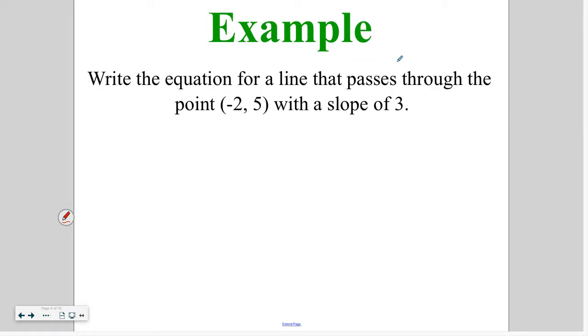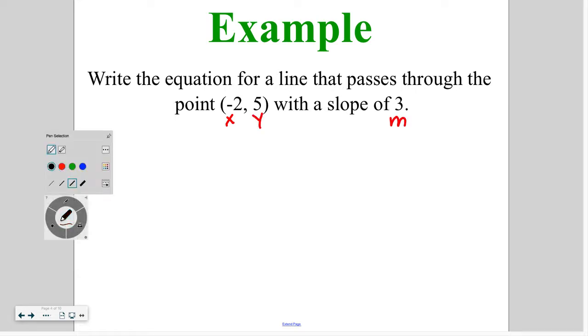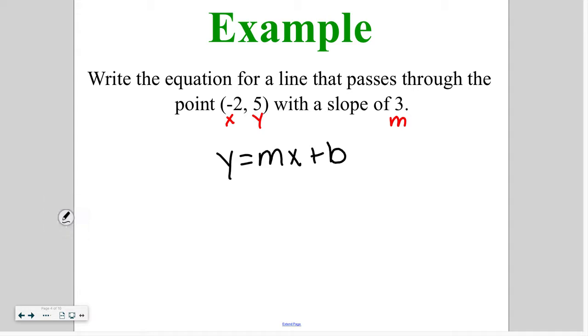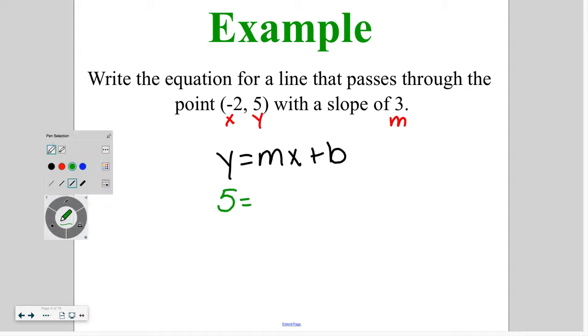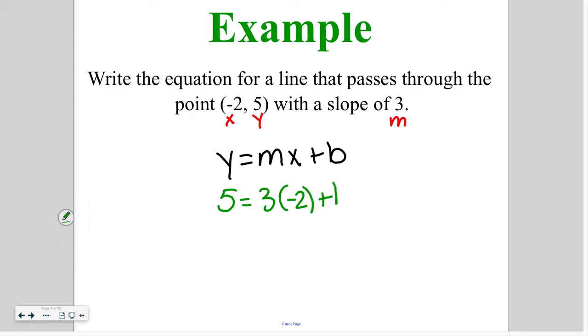For example, write an equation for the line that passes through the point -2, 5 with a slope of 3. -2 is my x, 5 is my y, and 3 is my m. Our slope-intercept equation, if you recall, is y equals mx plus b. So we're going to take those points that we have and plug them in. 5 is equal to 3 times -2 plus b.